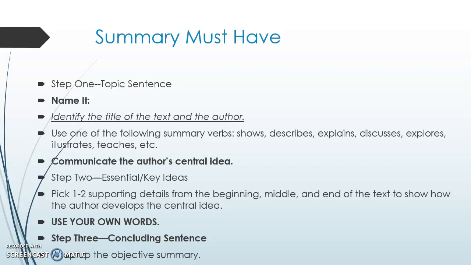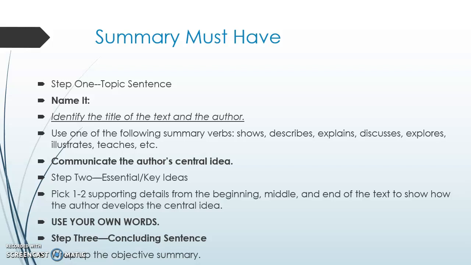So, your summary must have the following. You must have a topic sentence. So how do we come up with our topic sentence? Well, you're going to name it, of course. You need to identify the title of the text and the author. You must name it. Who wrote this piece? What is the name of the piece?